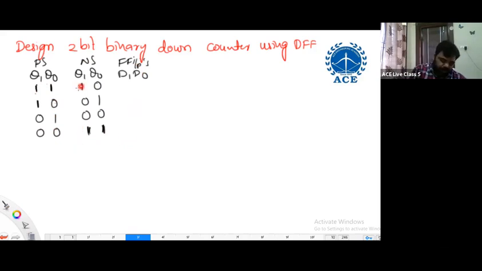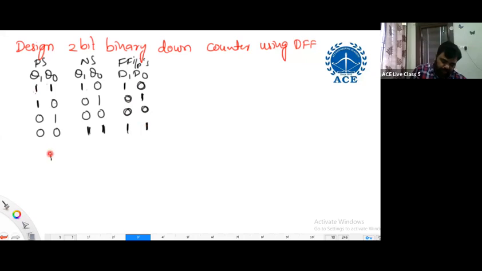Be clear about that. So 1 to 1 it is 1, 1 to 0 it is 0. Again 0, 1 and 0, 0. It is 1, 1. Then find the expression for D1, D0 in terms of Q1, Q0.